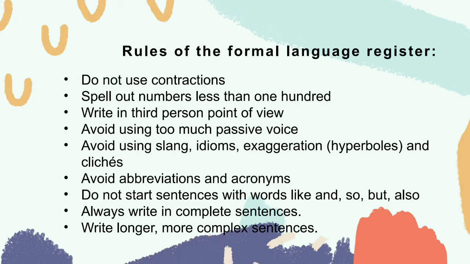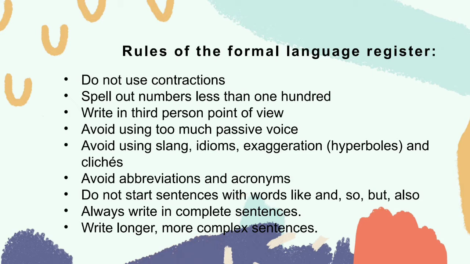Second is spell out numbers less than 100. For example, 19, 22, 78, or 6. For the third rule is write in third person point of view. In formal writing, we usually do not use first person or second person unless it is a quote. Avoid using I, you, we, or us. For example, you will probably see an elephant on an African safari becomes one may see elephants on an African safari.